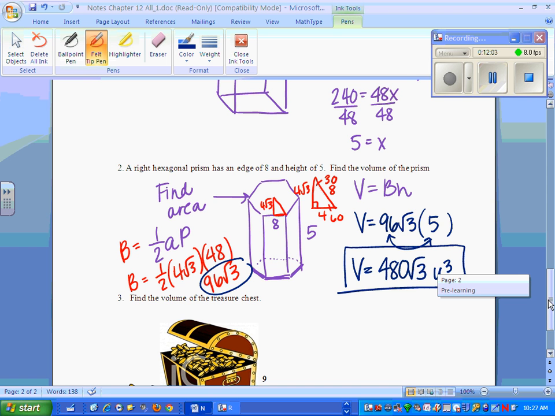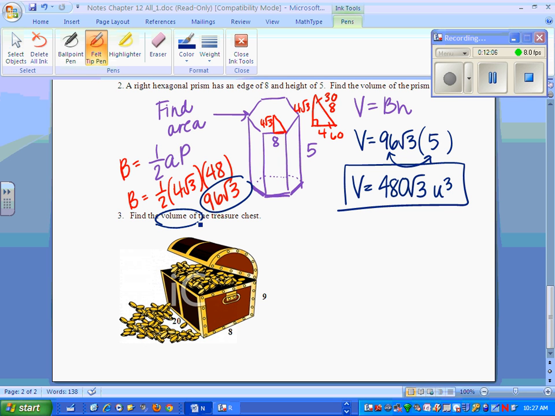Okay, if you'd like to try the next one, go ahead now. Go ahead and pause it. See if you can find the volume of the treasure chest.